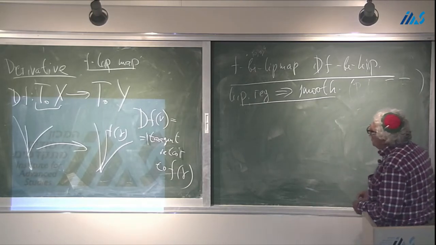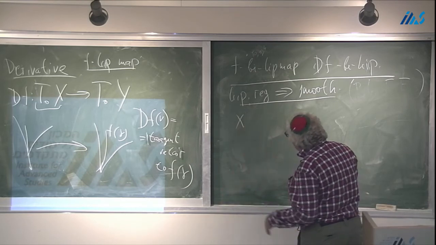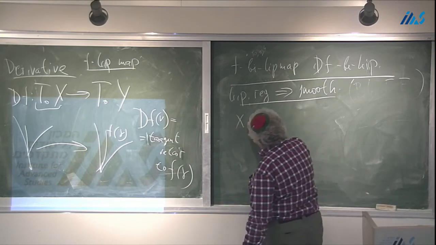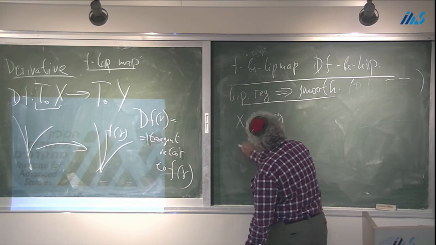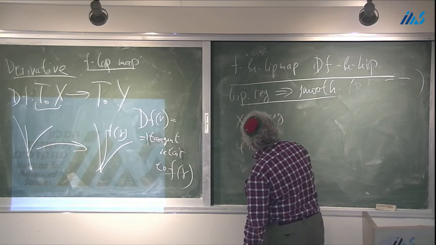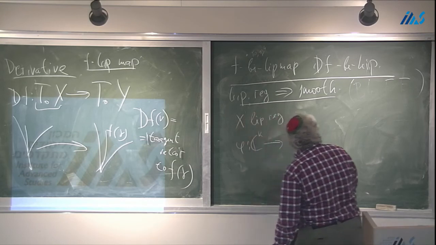So you have our X, who is Lipschitz regular. Then we have a chart, phi from C^k to X, a bi-Lipschitz chart.